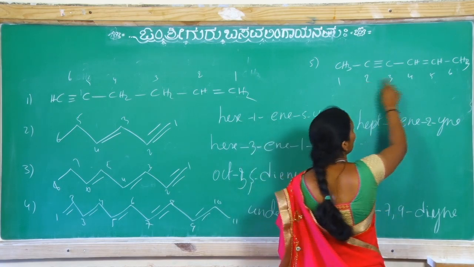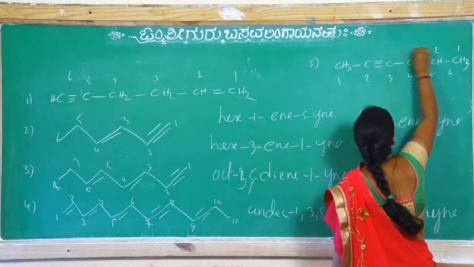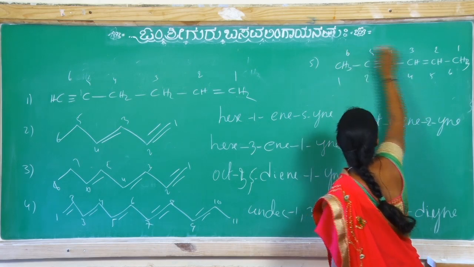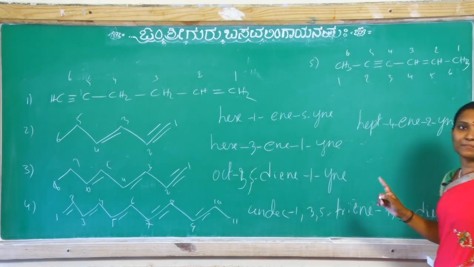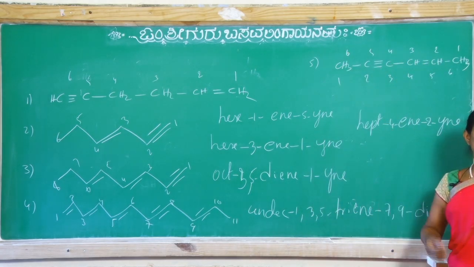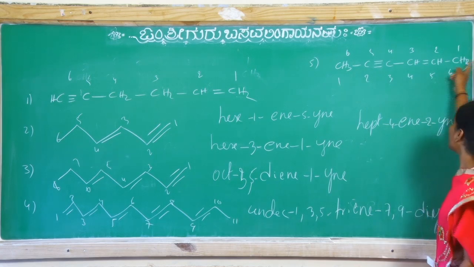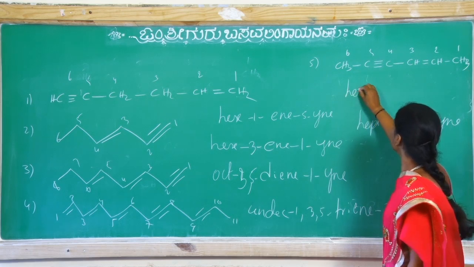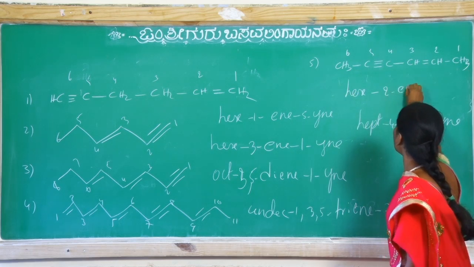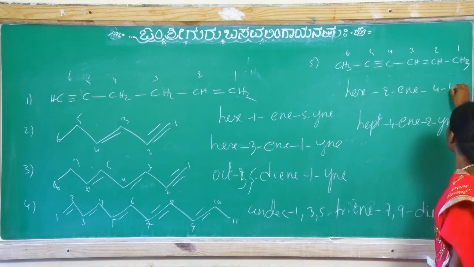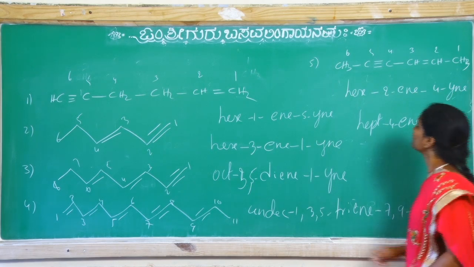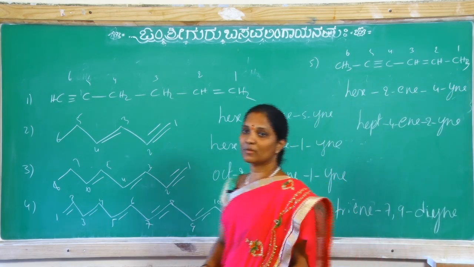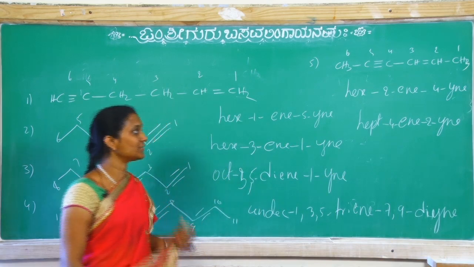This side 2 plus 4. This side 1, 2, 3, 4, 5, 6, 2 plus 4. Same sum. Then least number to double bond. Nothing but this side we should give. Then the name of this one is hex-2-en-4-yne. Okay, hex-2-en-4-yne.